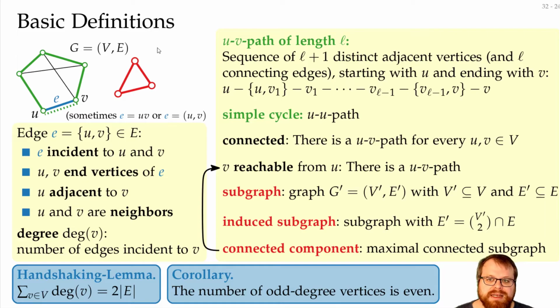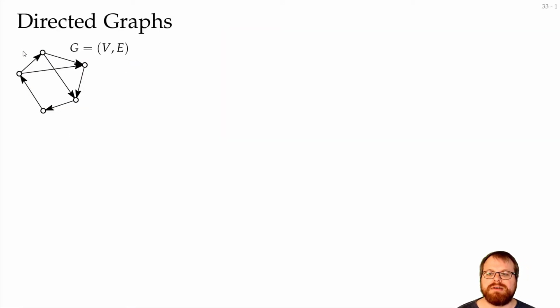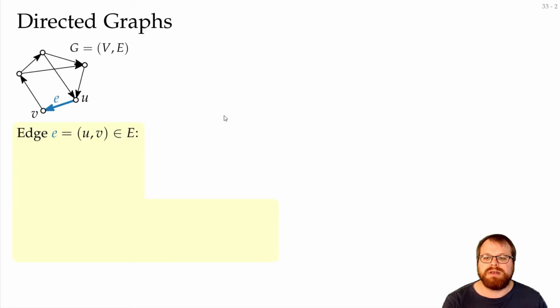If we don't say anything, then our graphs are undirected. So the edges are just sets of two vertices. But sometimes we also have directed edges, like here. There, in addition, we also have a direction of the edge. So we have a connection from this vertex to this vertex, but not a connection from this vertex to this one. So here it's important that our edge is not defined as a set of two vertices, but as a tuple, because we need the direction.